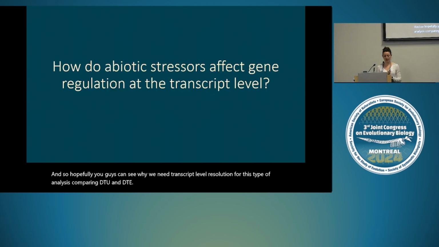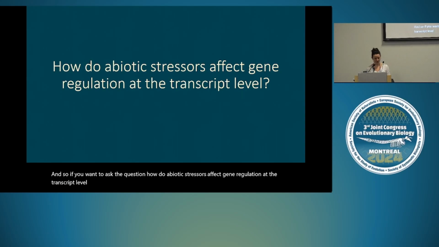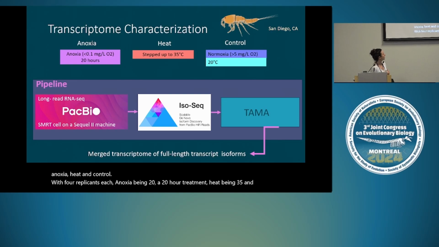And so if we want to ask the question, how do abiotic stressors affect gene regulation at the transcript level, then we need to characterize the transcriptome. So that is what we did. We took our San Diego copepods and we took broods as replicates. We had 3 conditions: anoxia, heat, and control, with 4 replicates each. Anoxia being a 20-hour treatment, heat being 35, and control being normoxia in 20 degrees Celsius.